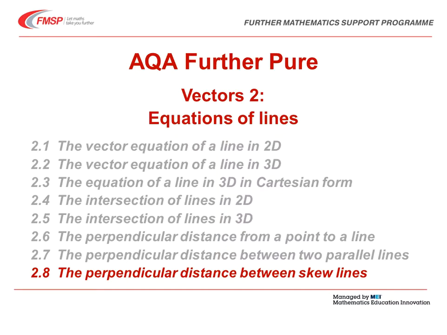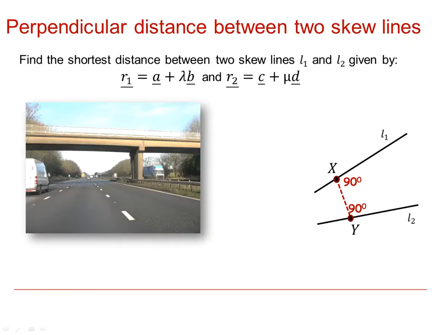This is a video for AQA Further Pure Mathematics, Vectors section 2.8, where we're looking at the perpendicular distance between skew lines. So remember then that skew lines are non-parallel lines and non-intersecting. So we will be given two lines and their respective equations and asked to find the shortest distance between them.